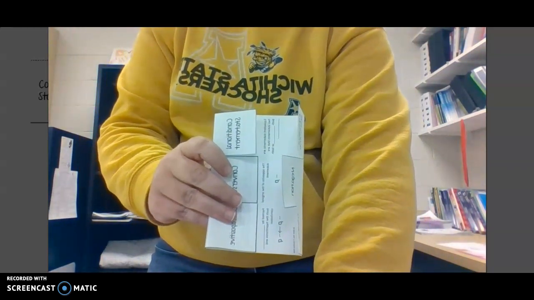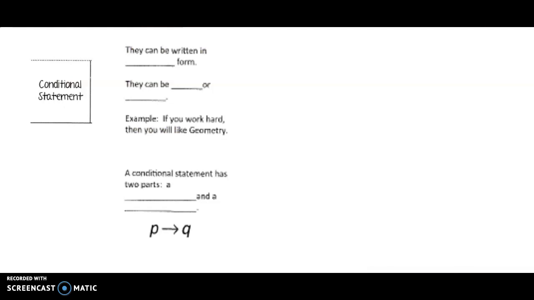And now we're going to spend some time filling out what's on the under part of each of those flaps. All right, guys, so now if you fold up this conditional statement flap, okay, you should see what's right here on the right side. Now we'll do some examples of these so that'll make more sense, but conditional statements typically can be written in if, then form. Okay, if then form. So if an animal barks, then it is a dog, something like that.